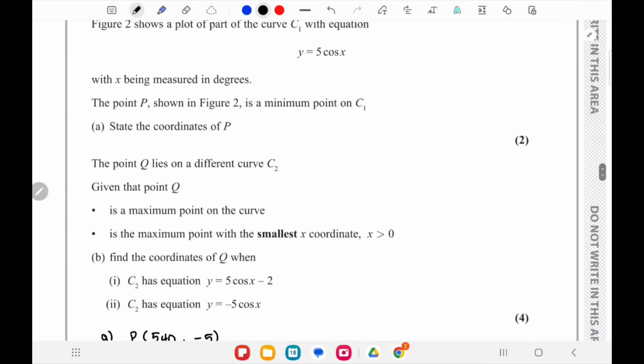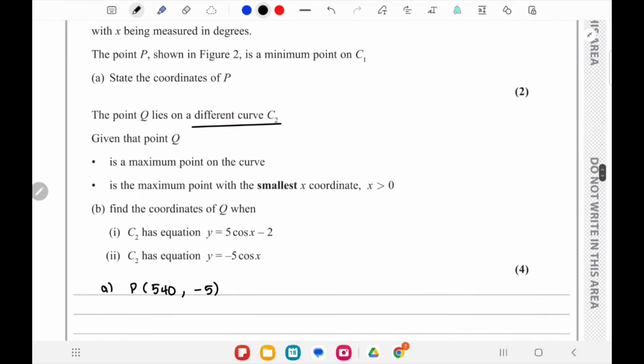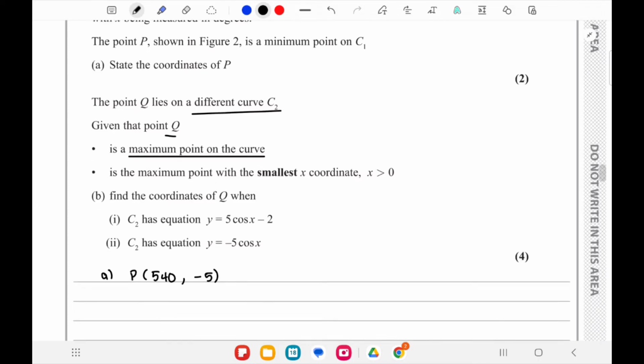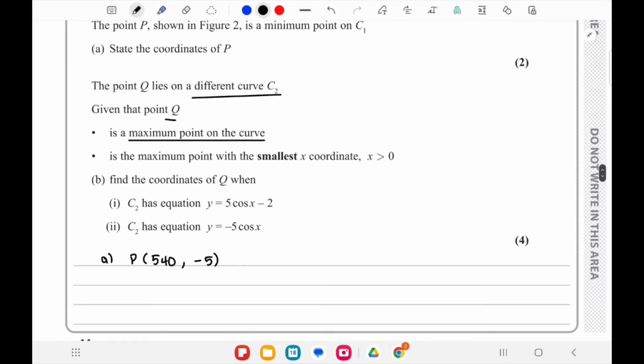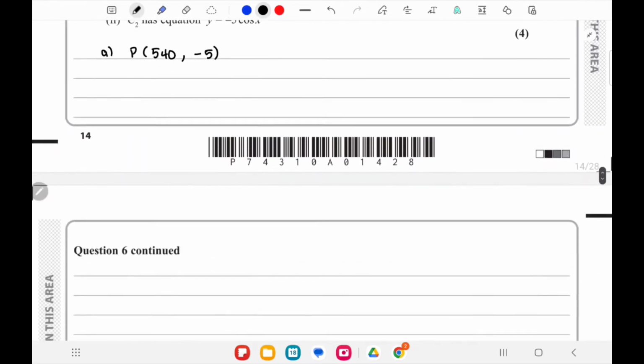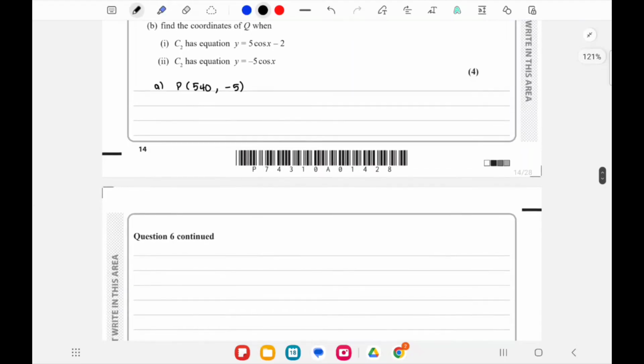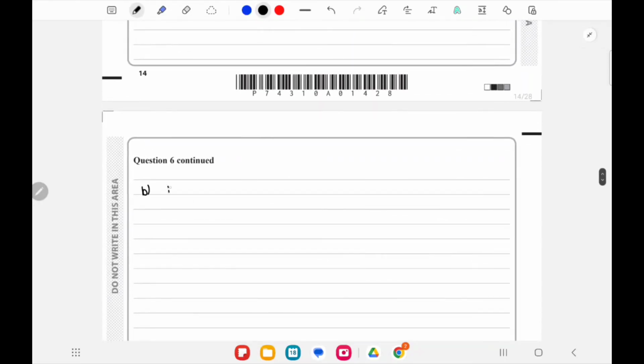Now in part B, the point Q lies on a different curve C2. We're given that Q is a maximum point on the curve. And we have to find the maximum point with the smallest x coordinate. We are given the equation 5 cos x minus 2 for B1, y equals 5 cos x minus 2.